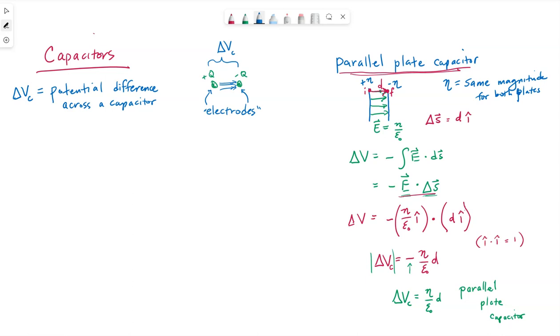It does not mean the potential at a specific point, but that's okay. We don't end up needing to know that. This potential difference is what is important to us.